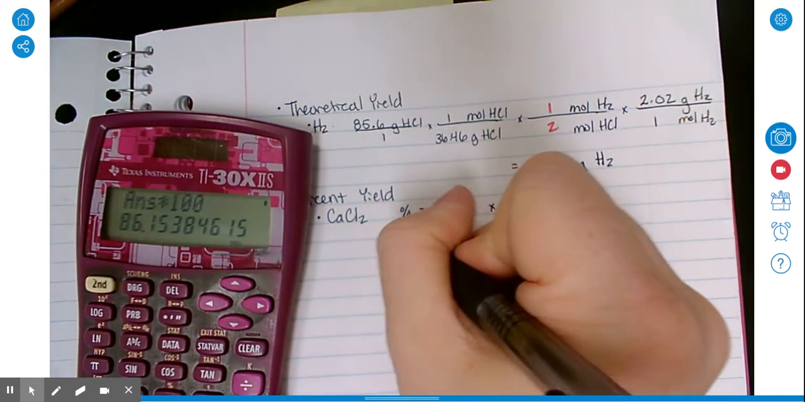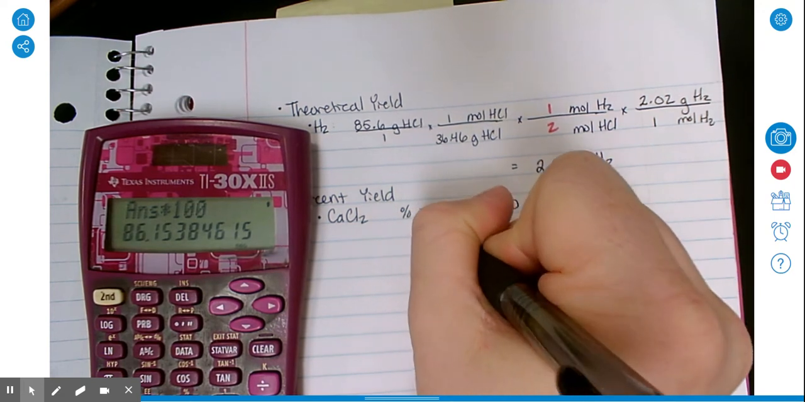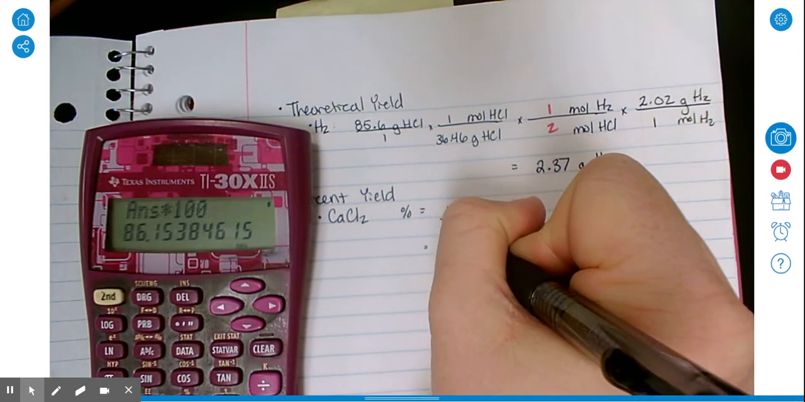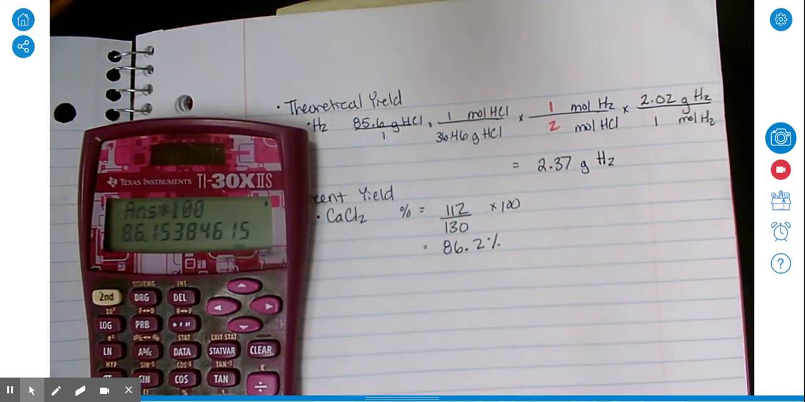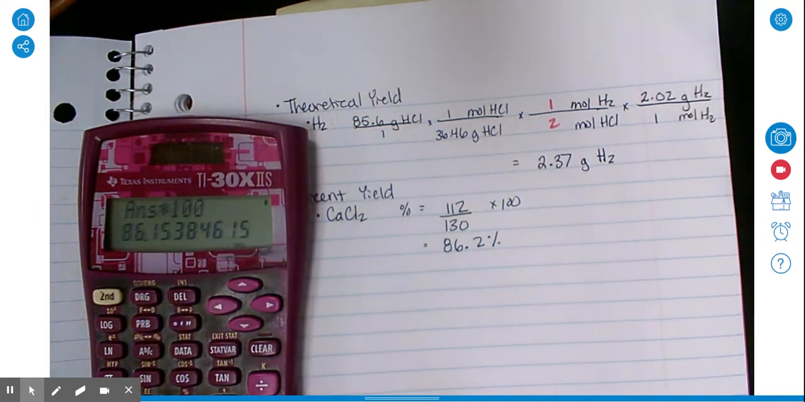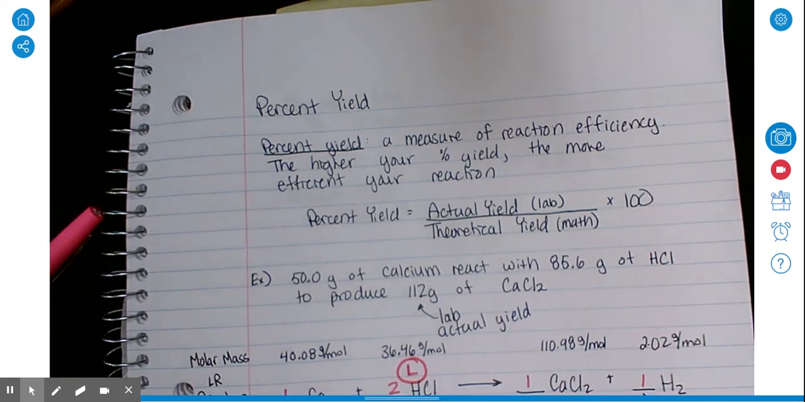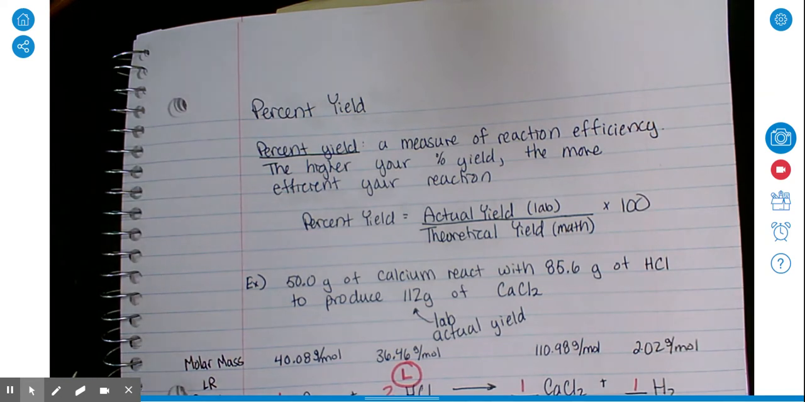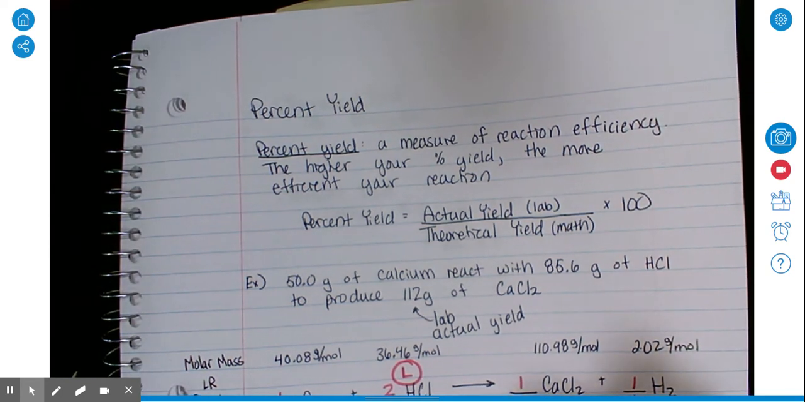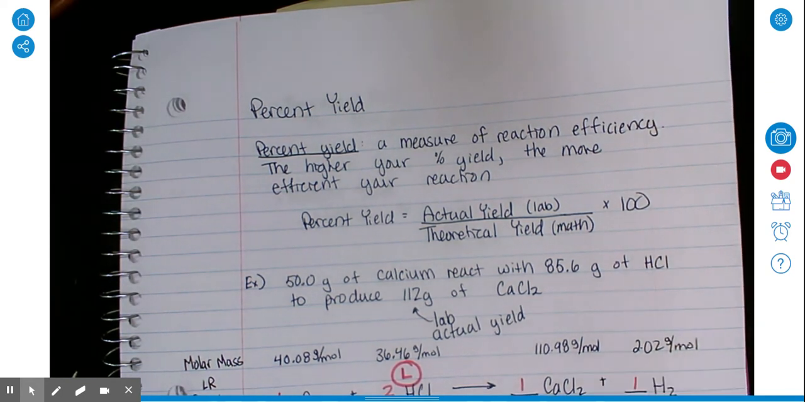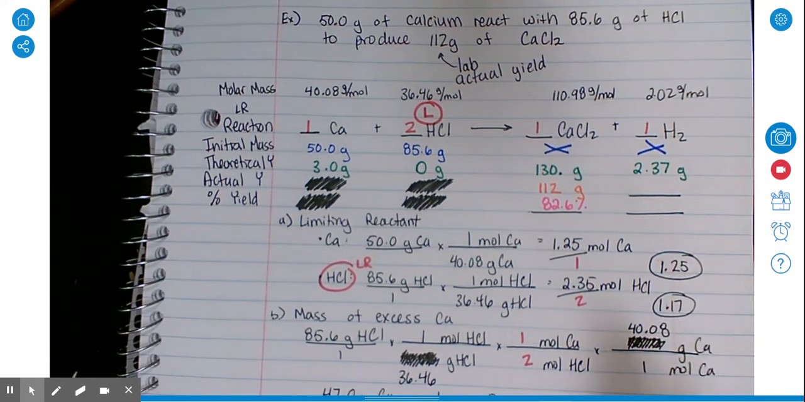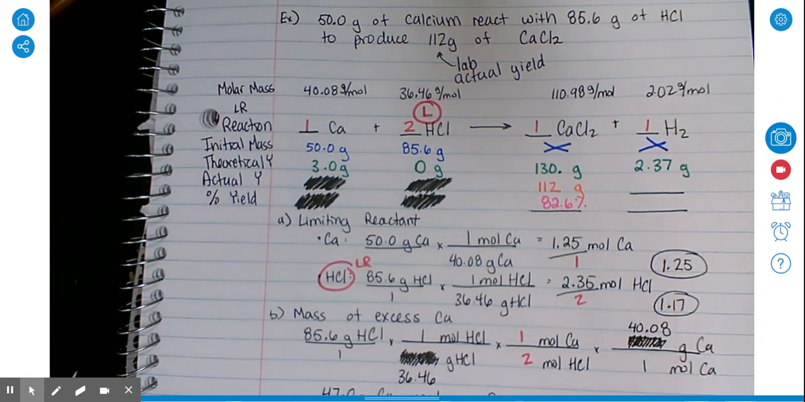The percent yield of calcium chloride is equal to 86.2%. So percent yield of calcium chloride would be this line, 82.6%. Now, oops, this line, 82.6%.